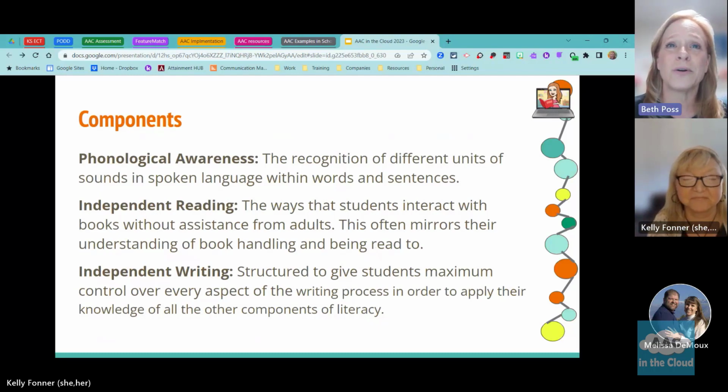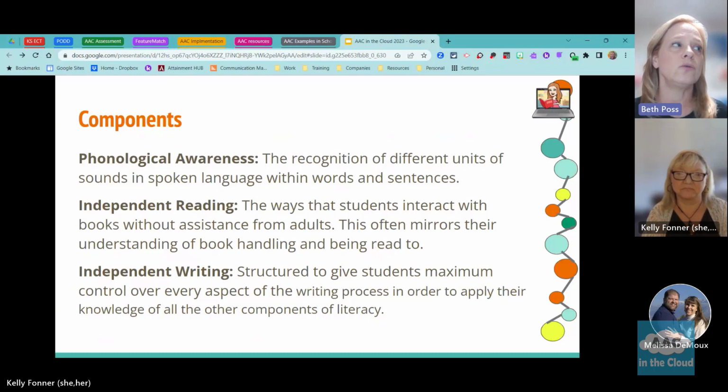Our goal is always to have students be engaged in independent reading, and it's the way that students are interacting with books without assistance from adults. And it's not something where it all looks like the way that we're doing our independent reading, right? It's often going to mirror their understanding of book handling and being read to. So the way that a student is going to engage in independent reading is going to often demonstrate where they're at with their reading skills. But it doesn't mean that they can't independently read, even if they are at a very emergent level, right? So that they're looking at books, that they're handling books, or other reading materials. It's not just a paper book, right?